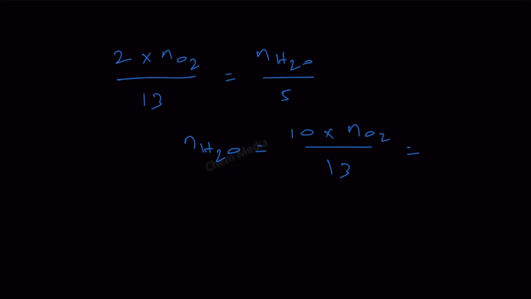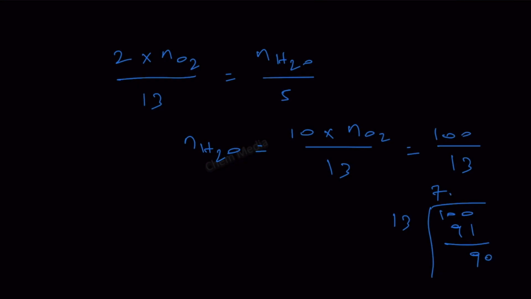Number of moles of O2 we found was 10 moles. So, therefore, 10 times 10, therefore, 100 by 13. Now, we need to figure out 100 by 13. So, let us do that. So 7 times will be 91. 7 times 13 is 91. Remaining 9 we can't divide, so put a 0.